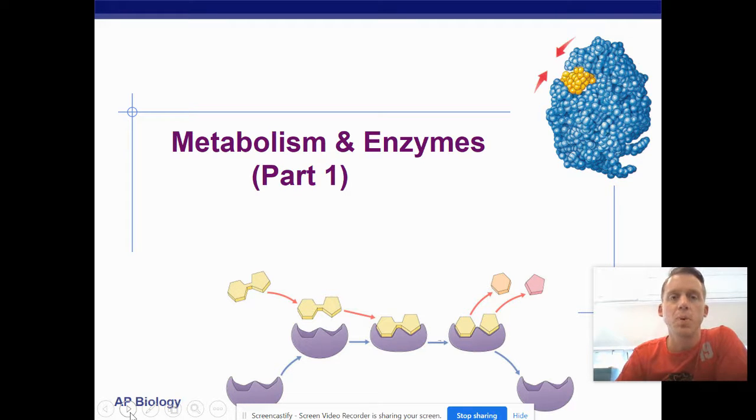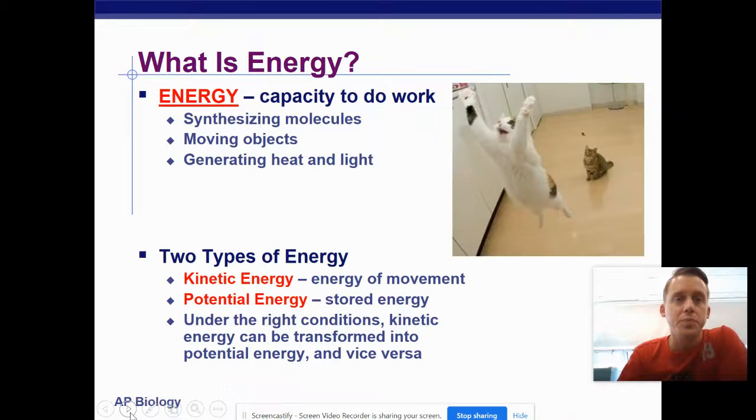Now, energy is really important for living things. All living things have to utilize energy. So what exactly is energy? Let's start there. Well, energy is going to be the capacity to do work. So in biology, we're talking about synthesizing molecules, so making molecules. We also might be talking about moving objects, so animals may have to move things sometimes, generating heat, generating light. All of these things represent energy.